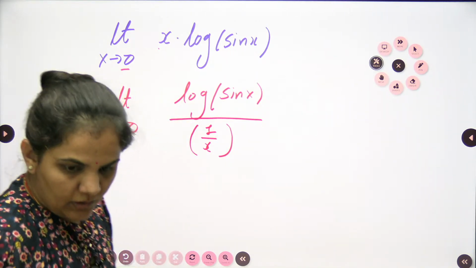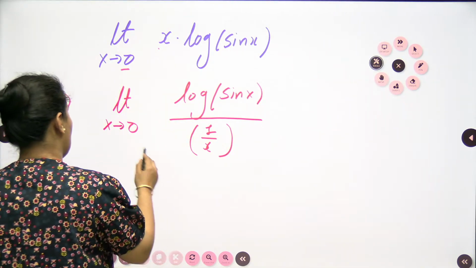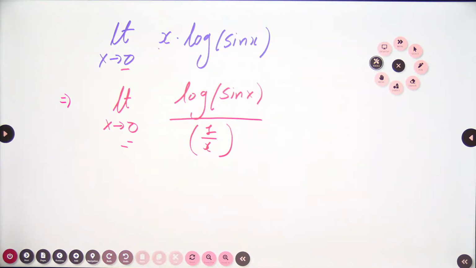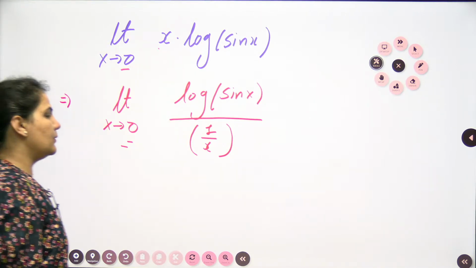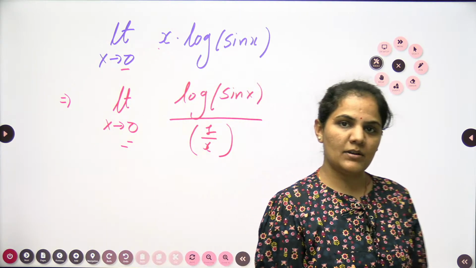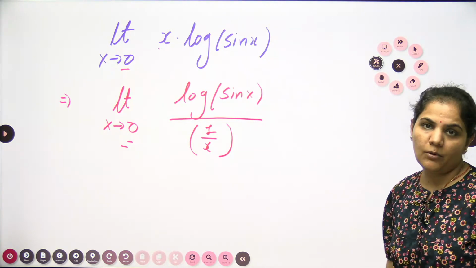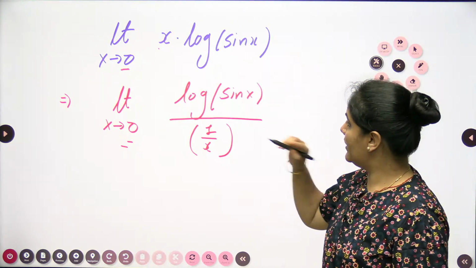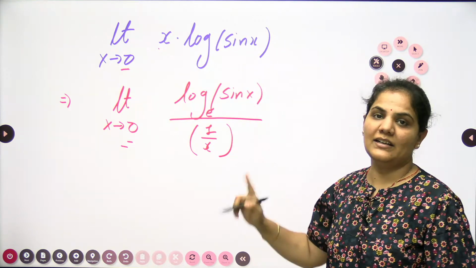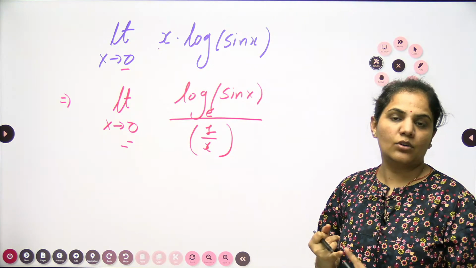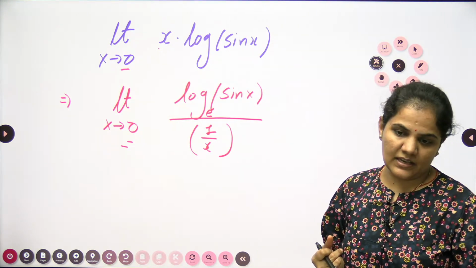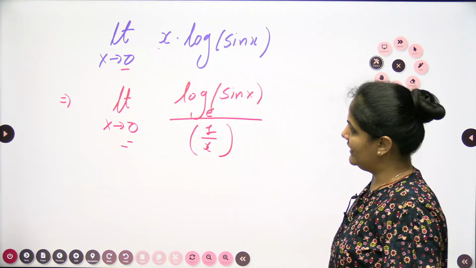Yes, all right. So what I will do, my limit is x tends to 0 of log of sin x by 1 upon x. Here we can apply L'Hospital's rule directly, because we have an indeterminate form. First of all, this is base e. When the base is not mentioned in the log, the base is e. So now I can see this is an indeterminate form.